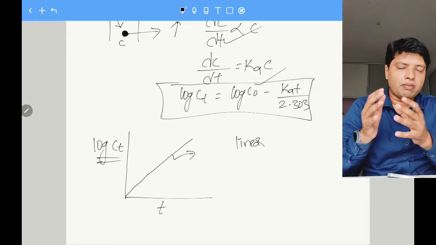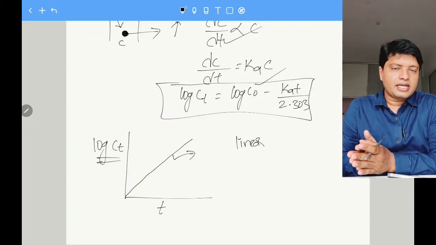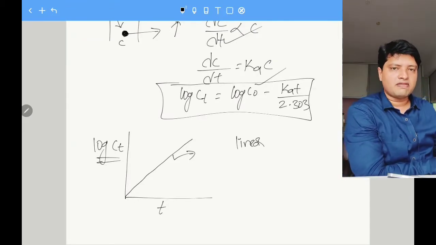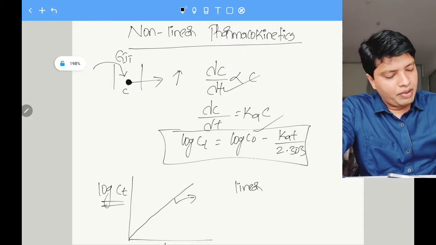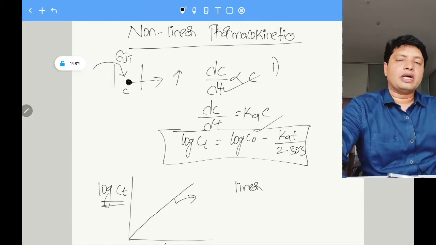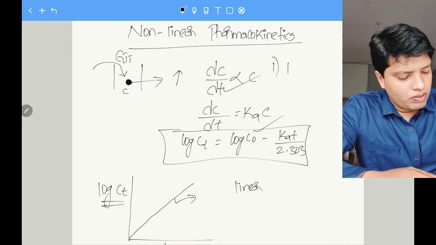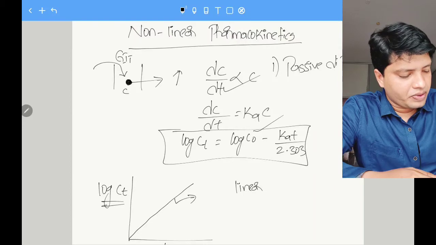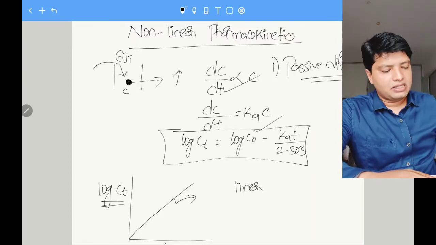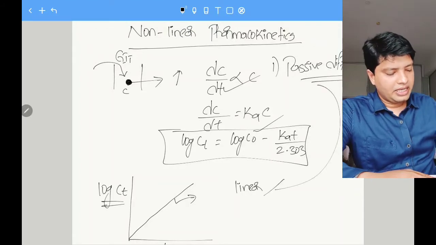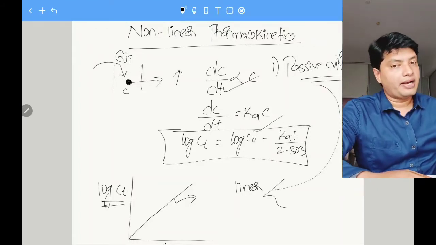So there is a relation between the amount of drug present in the GIT and the change in concentration of drug in plasma. Now this is applicable only when the drug is absorbing through passive diffusion. When the drug is absorbing through passive diffusion, you can see clearly the linear pharmacokinetics.